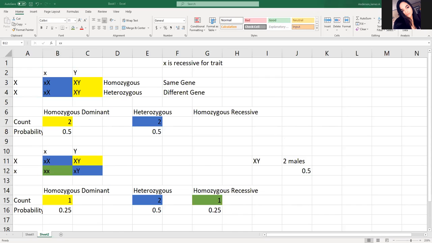Oh, good. XY chromosome. Oh, so this is actually specifically for the XY chromosome. So the father has no disease. So once again, if we do it that way, we end up with this. Let me copy this again.